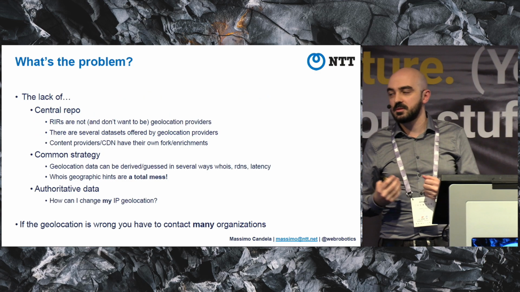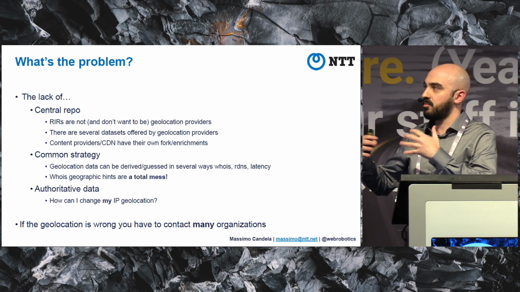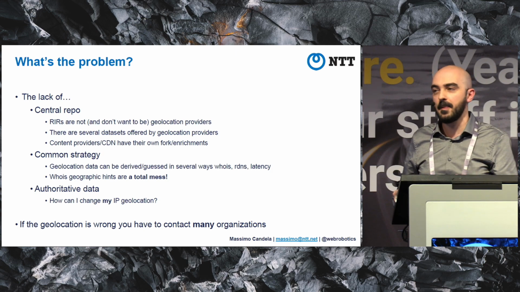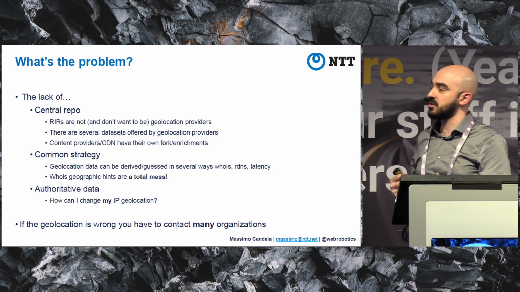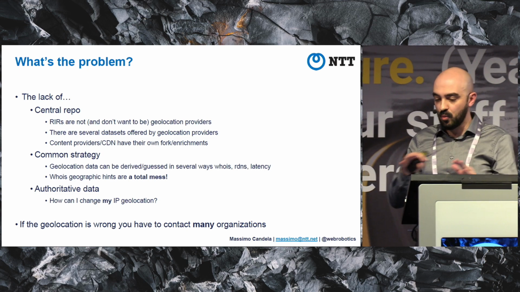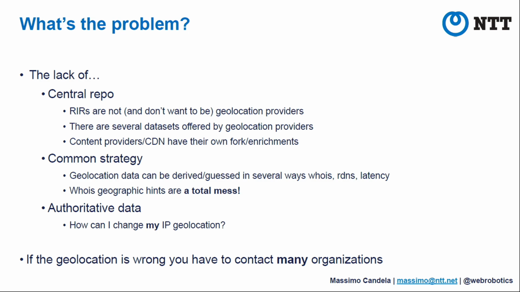So what is the problem? The main thing is that this entire process started in an uncoordinated way. There is no central repository. The regional internet registries are not, and don't want to be, geolocation providers. They have declared it multiple times. There are several data sets that provide geolocation, like the geolocation providers. But these are varied, and in addition, some content providers and CDNs, when they receive a ticket from a customer that has a geolocation problem, don't wait for the correction to propagate in the geolocation provider. They just patch it locally and bypass it. This creates bits and pieces of geolocation data around. And if something is wrong, good luck, because you have to chase where this information is coming from and how to fix it.